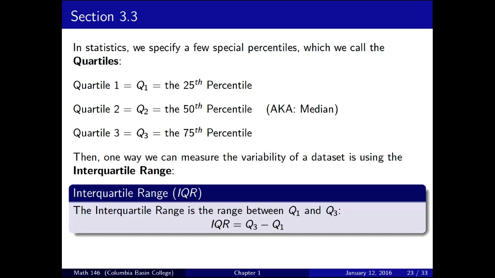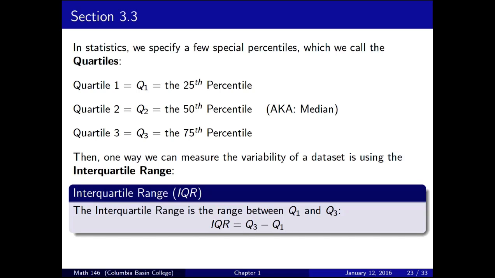Then that's the 50th percentile. You could call that Q2, but we already have a name for the 50th percentile. We call that the median. Then you go up another 25%, that's the 75th percentile, that's Q3. So basically we're cutting our data into 4 equal sections: the lowest 25%, the next 25%, the next 25%, and the top 25%.